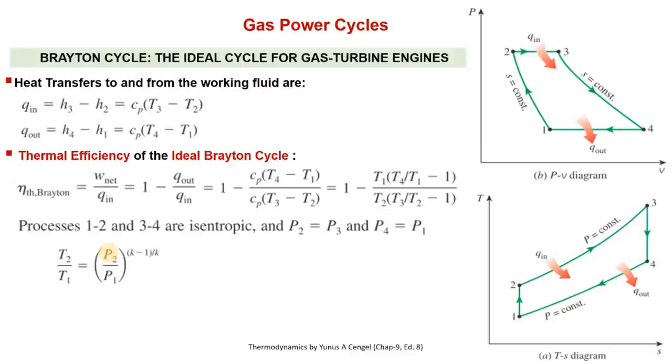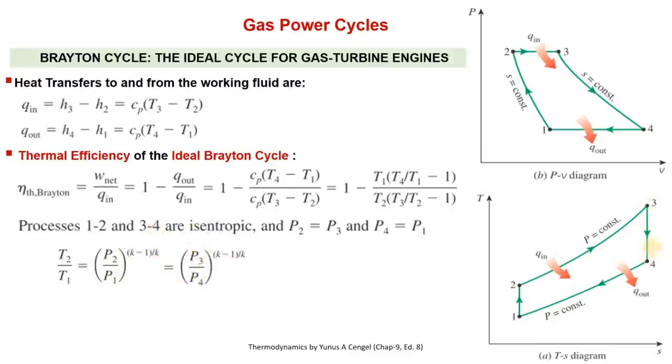So that is clear. Now P2 is equal to P3 and P1 is equal to P4. So we can write the same term in terms of P3 and P4, because P2 is equal to P3 and P1 is equal to P4. Now what is the 3-4 process?